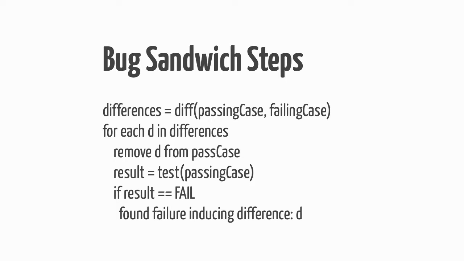For each difference, remove that difference by either modifying the passing case to match the failing case, or by modifying the failing case to match the passing case. Then you run the test again on the test case that you just modified. If the test case result flips, i.e. the passing case now fails or the failing case now passes, then you have found the failure-inducing difference.